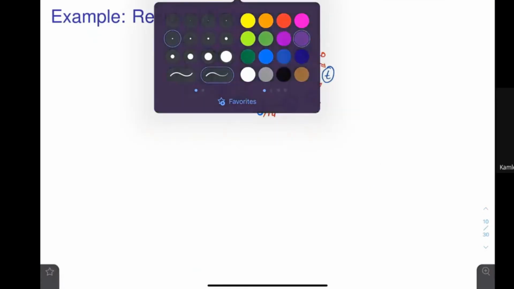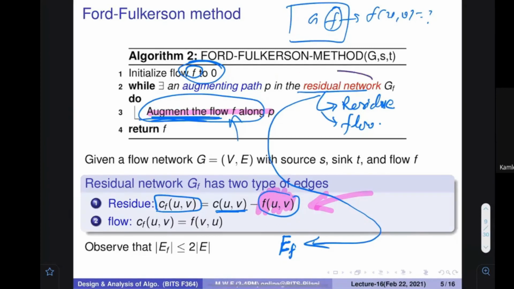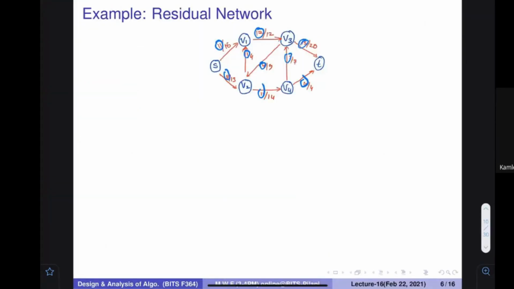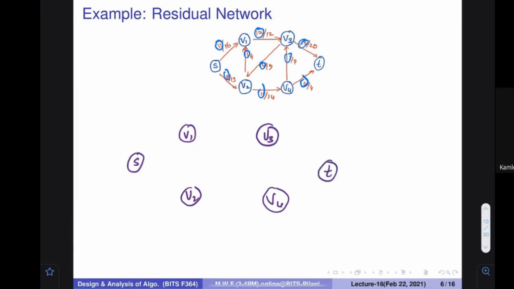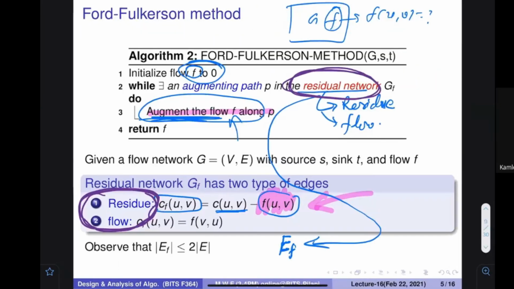Then how would you create a new residual network? A residual network has two kinds of edges, residue and flow. See here, all the nodes which are here would also be here. S is a node, V1 is a node. Everybody please see, I can make some mistakes also. If I make a mistake, tell me, sir, you have made a mistake. T. Okay, let me plot this first part.